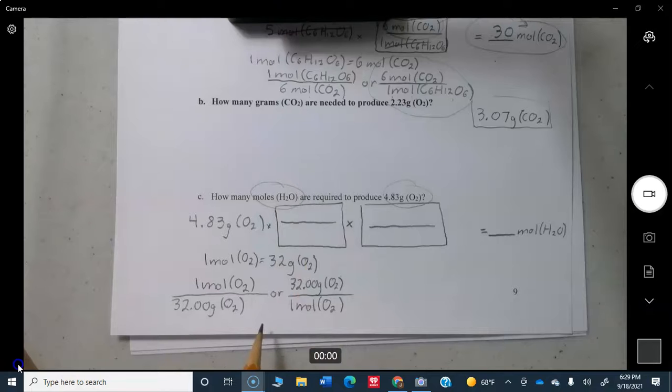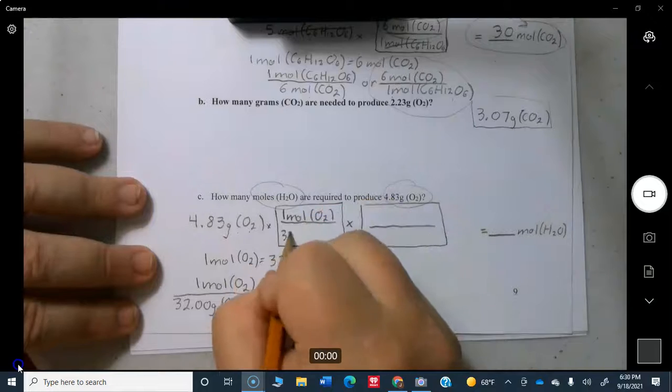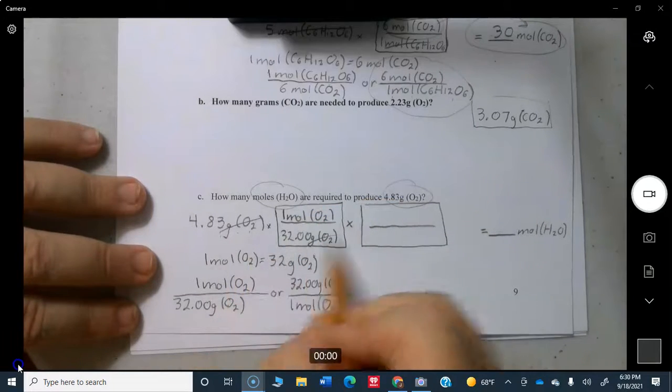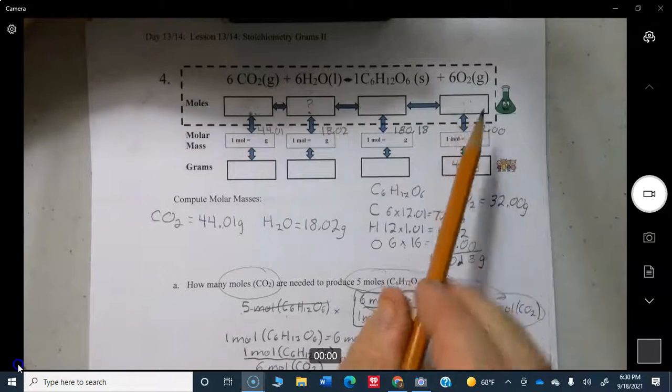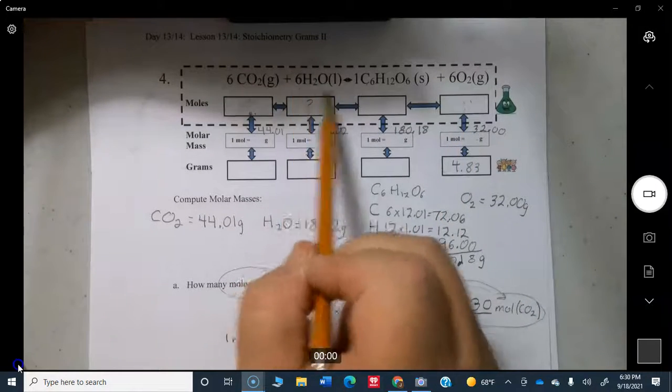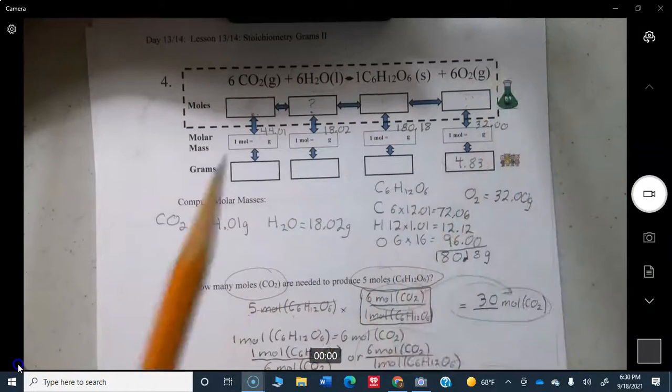Which one is it? You need grams of O2 to cancel out, so you need grams of O2 on the bottom here. Grams O2 cancels grams of O2. Now we're sitting in the moles of O2 box right here. And now it's a simple 6H2O equals 6O2. That's an easy one. So we're going to go ahead and write that.